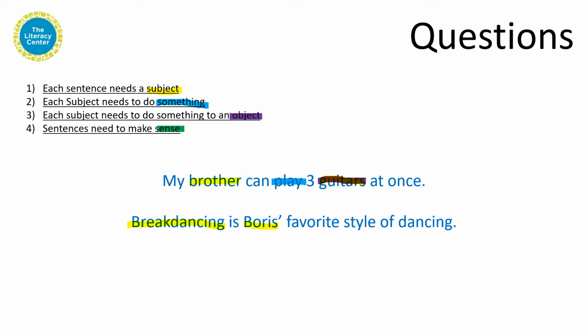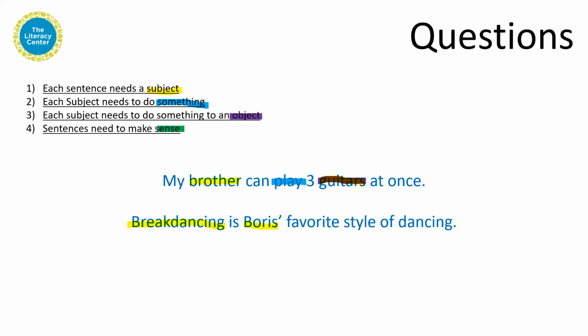So let's imagine Boris is the subject. I don't know, but I'm going to imagine it is. Do we get told what Boris is doing? Well, I can imagine he's breakdancing, but we don't actually get told that in the sentence. It says breakdancing is Boris's favorite style of dancing. We don't know what he's doing right now. In fact, we don't get told really anything about what he's doing.